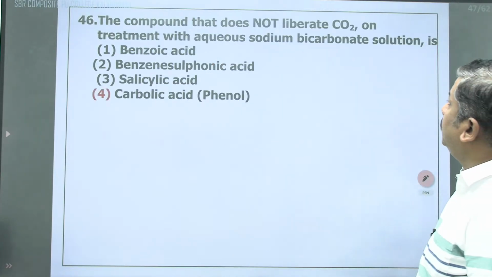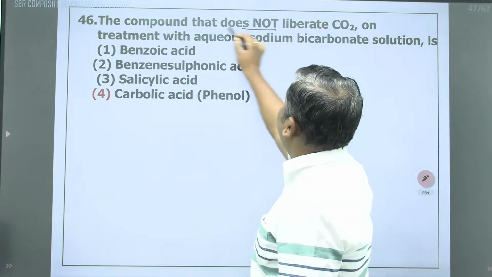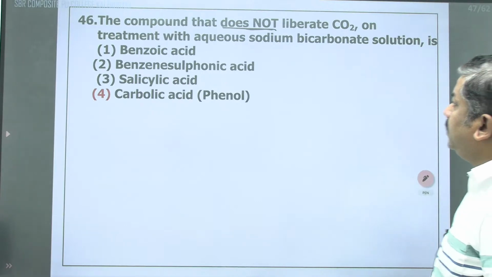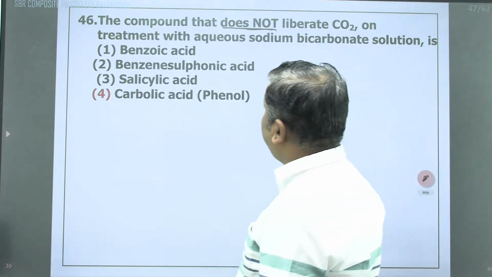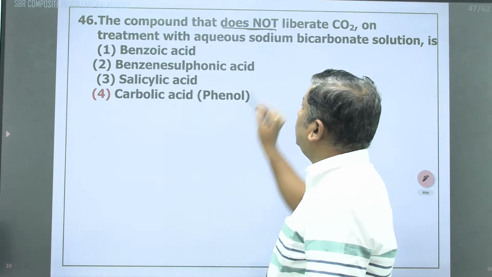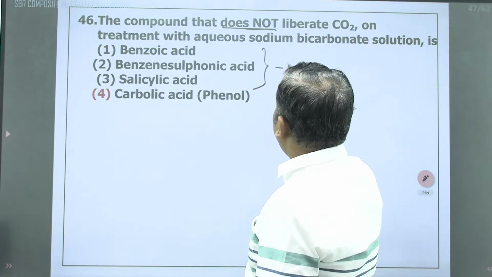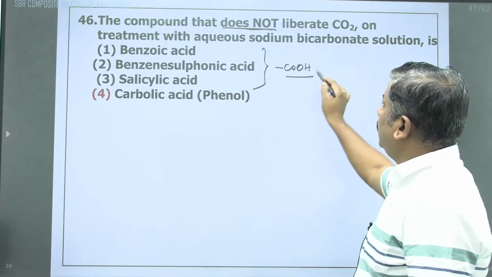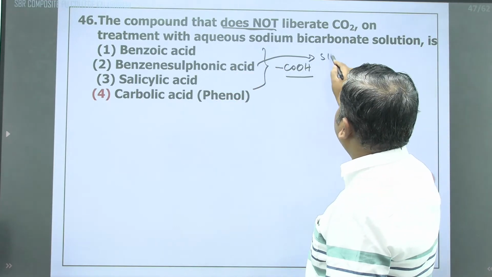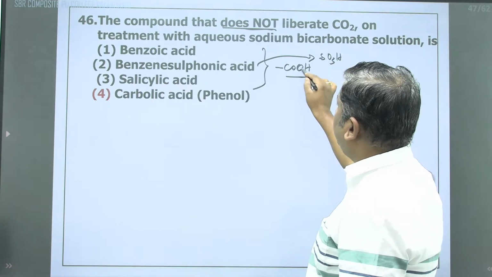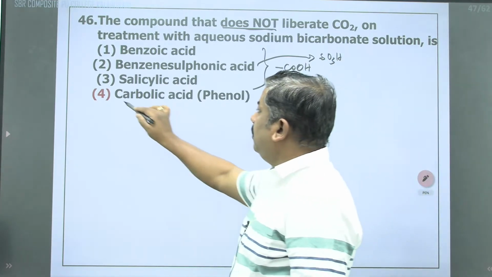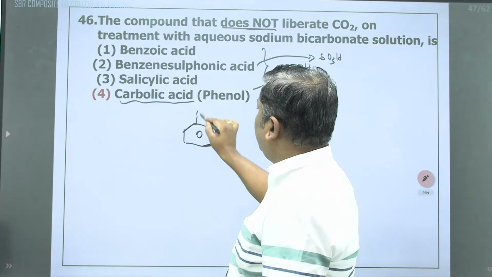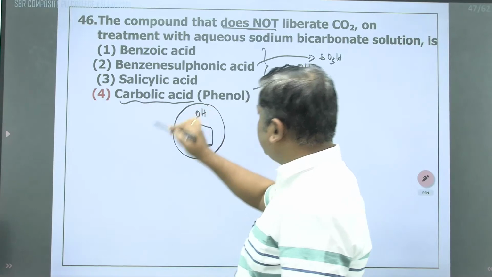46. The compound that does not liberate carbon dioxide on treatment with aqueous sodium bicarbonate solution: benzoic acid, benzene sulfonic acid, salicylic acid. All these three contain the COOH group. Benzoic acid contains this one, and this one is the compound containing the SO3H group. Instead of carboxylic acid, it contains sulfonic acid. But carbolic acid is there. Carbolic acid has a phenolic OH group, and it is acidic in nature.